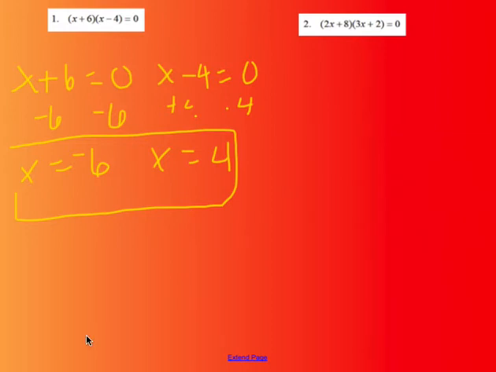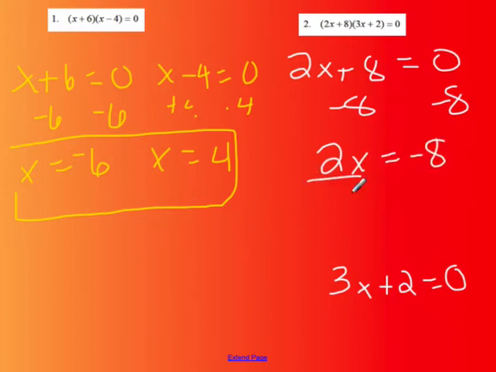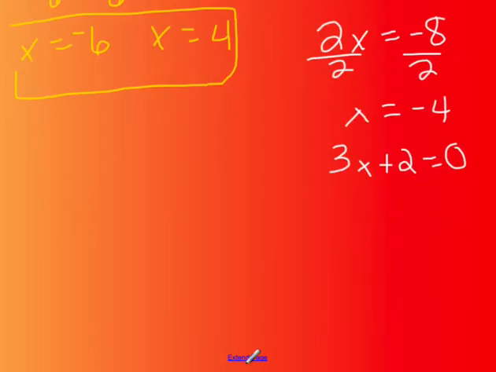Number 2 is going to be the same thing. We're going to take 2x plus 8 and set it equal to 0, and 3x plus 2 and set that equal to 0. And then we're going to solve each of these equations for x. So I get 2x is equal to negative 8, divide both sides by 2, and I get that x is equal to negative 4. So that's one of my solutions. The other one comes from the other parentheses.